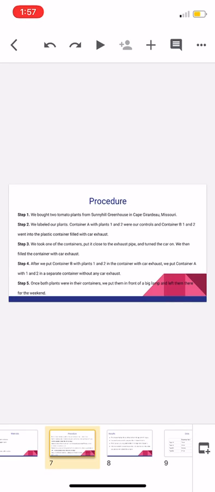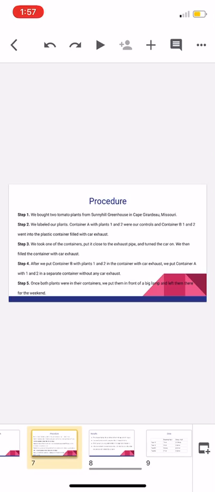Step 3, we took one of the containers, put it close to the exhaust pipe, and turned the car on. We then filled the container with car exhaust. After we put container B in the car exhaust, we put container A in a separate container without any car exhaust. Our final step was, once both plants were in their containers, we put them in front of a big lamp and we left them there for the weekend.